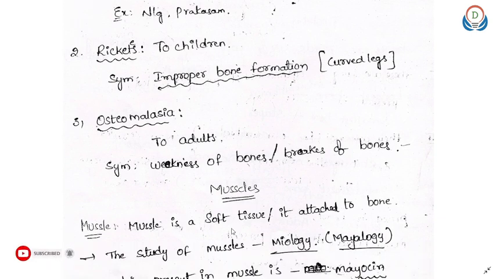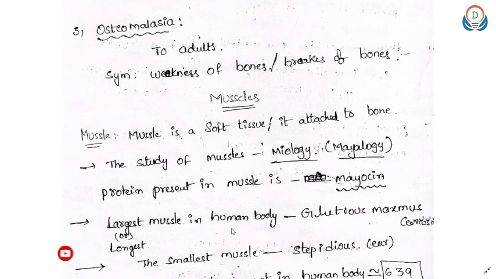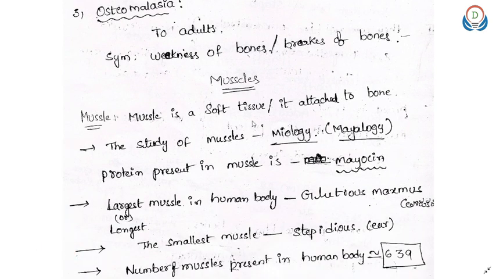Muscle is a soft tissue that is attached to bone. Everybody knows that muscles are soft tissue attached to our bones. The study of muscles is called myology.